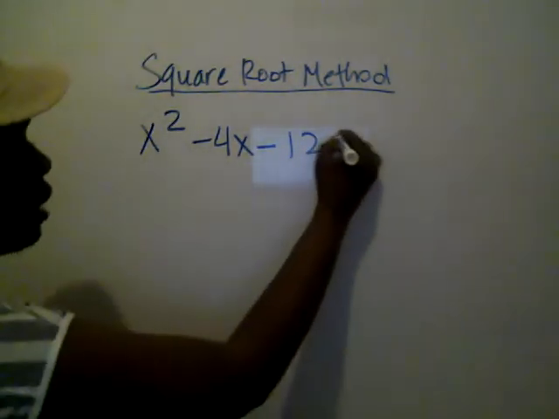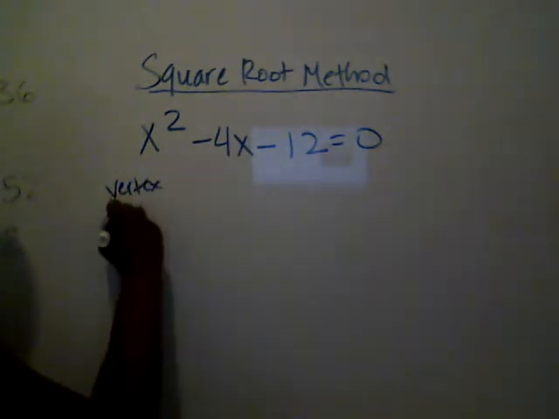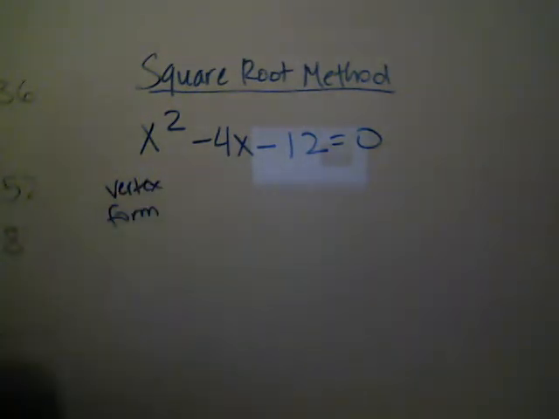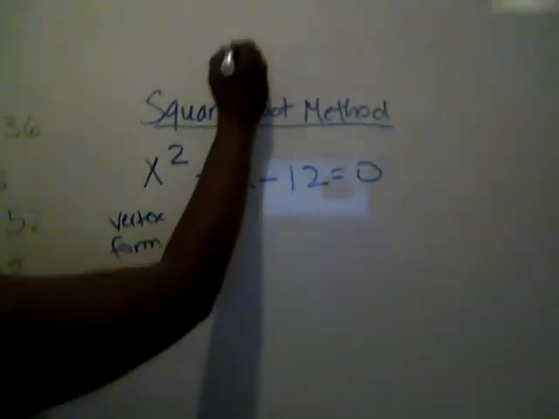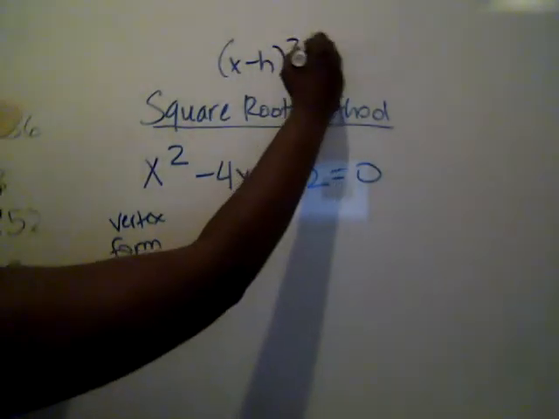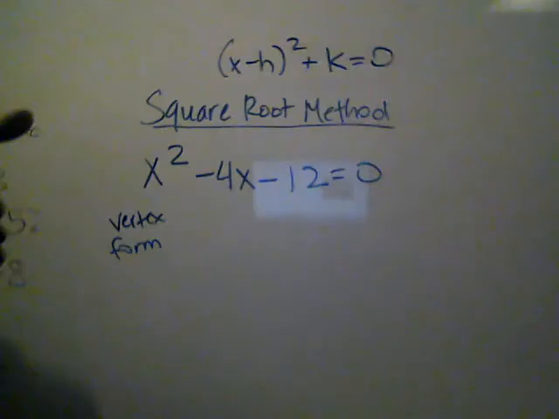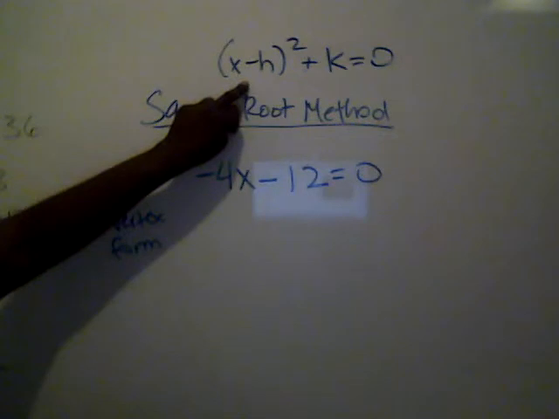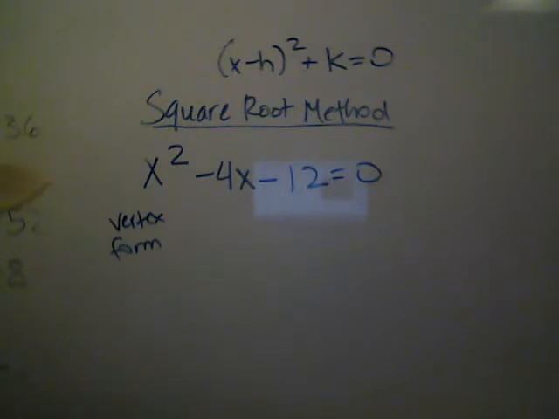So the first thing we actually have to do is get this into vertex form. And just to remind ourselves, vertex form is like this. So we need to somehow get it into that form. Right now we have it in standard form. So this is where we're going to have to complete the square. This is something you guys practiced in the last unit.